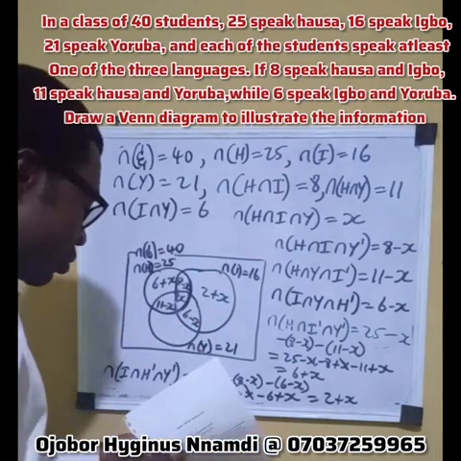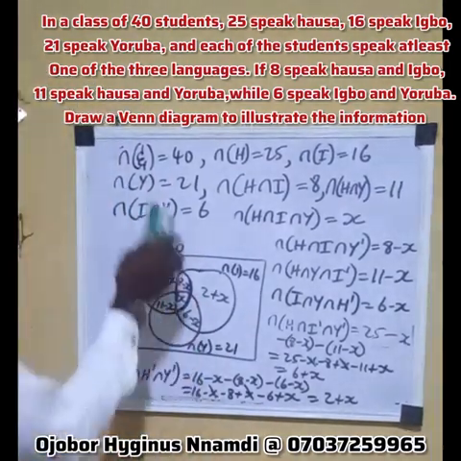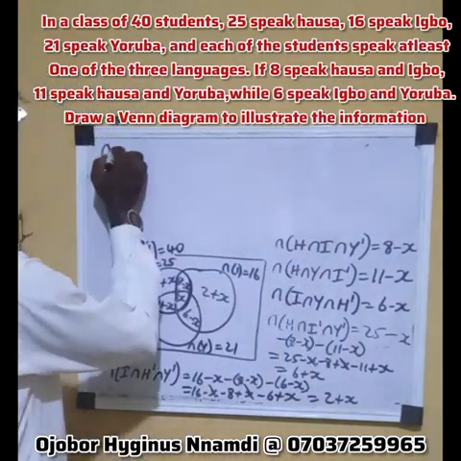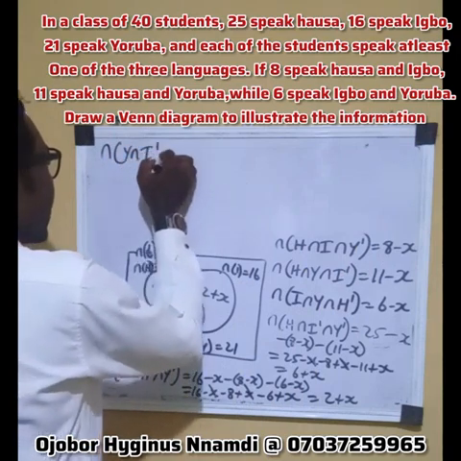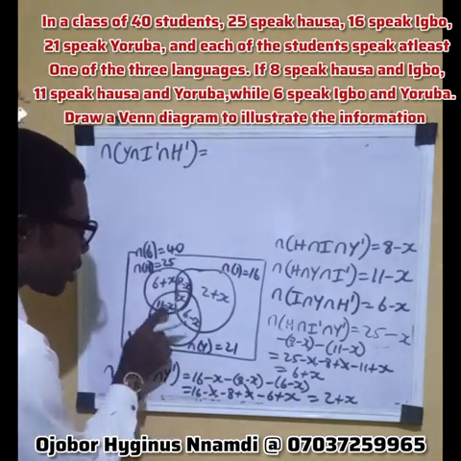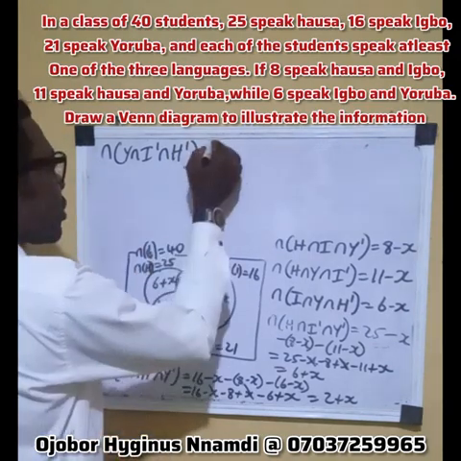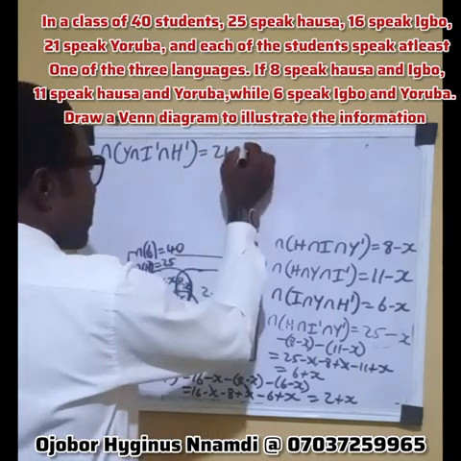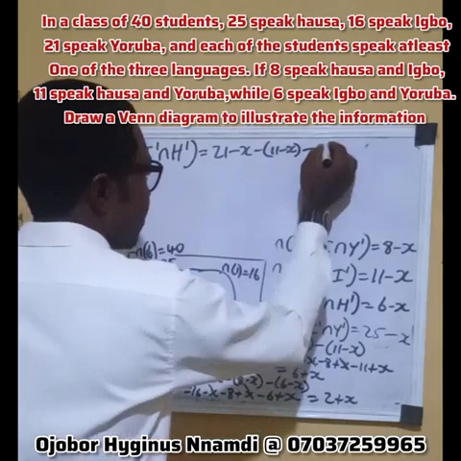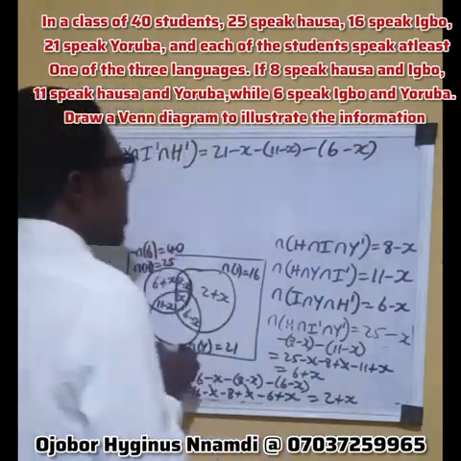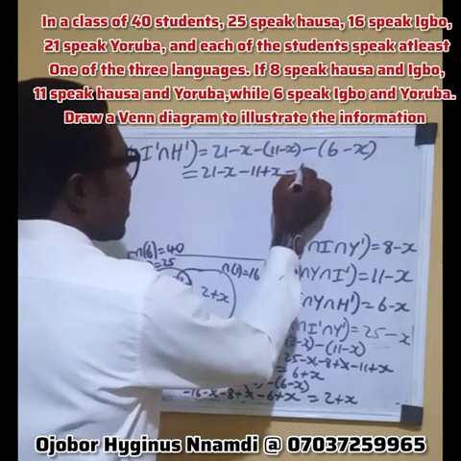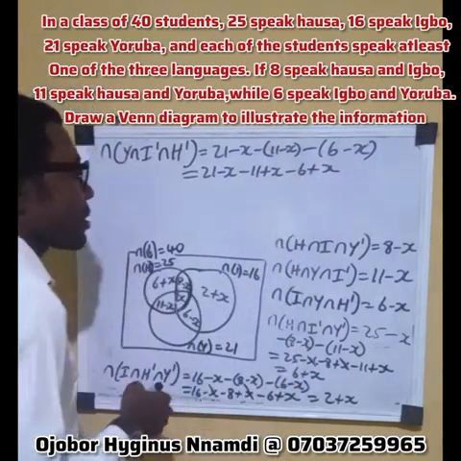Then the number of those that speak Yoruba only. The number that speak Yoruba but not Igbo and not Hausa is equal to Yoruba, which is 21, but it includes 11 minus x, x and 6 minus x. So we are going to say 21 minus x minus 11 minus x minus 6 minus x. And that is equal to 21 minus x minus 11 plus x minus 6 plus x, because the minus will affect the minus inside the bracket.